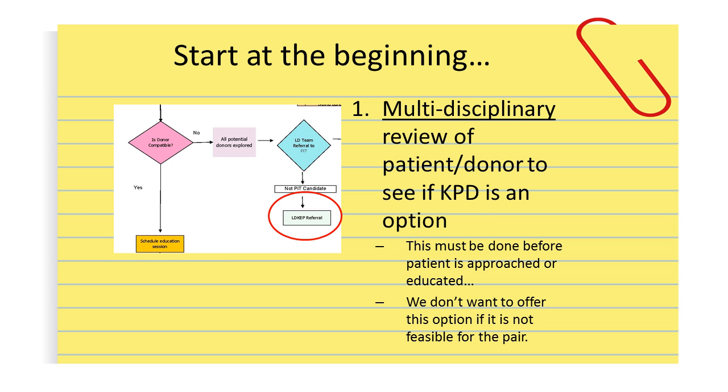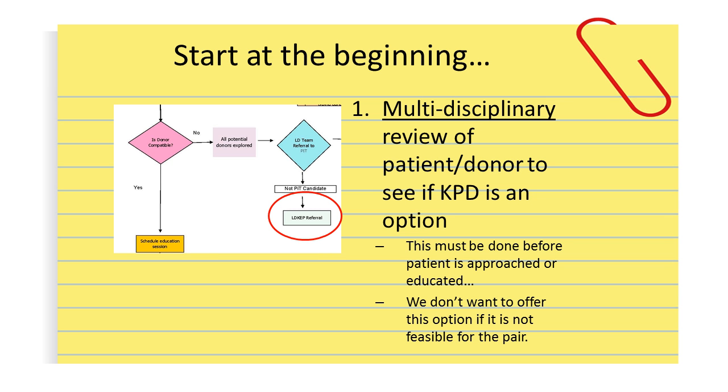So you need to start at the beginning of your flow. And as with most processes, there's a multidisciplinary process. Look at the review for both your patient and donor. We start very early on: if a patient presents to us, we are looking right away to see if KPD is an option. And this should be done before the patient is properly even approached or educated. So sometimes you can present to them that this could be an option, but you want to make sure that you're doing some steps in advance.